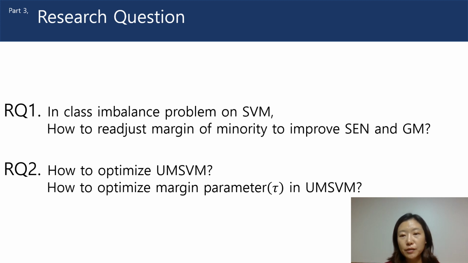So my first research question is, in the class imbalance problem on SVM, how to readjust the margin of the minority to improve sensitivity and geometric mean accuracy. And my second research question is how to optimize UMSVM. It means how to optimize the margin parameter tau in UMSVM.